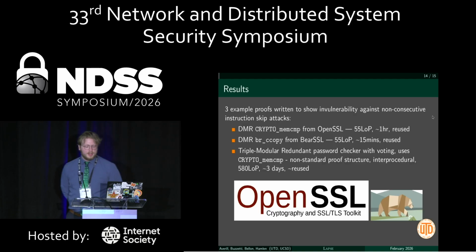And then we have this very tough triple modular redundant password checker. There's an interesting story here that I'll talk about, I guess, if somebody comes up to me later. But this required some interprocedural analysis, which was very tough. It ended up being like a 600-line proof. Took me a few days. But it does use an almost unmodified crypto mem compare. So this is kind of thinking about the situation in which you're calling into some library that you don't support. And we were able to prove that the transformations of all these functions are correct, even if instructions are skipped.